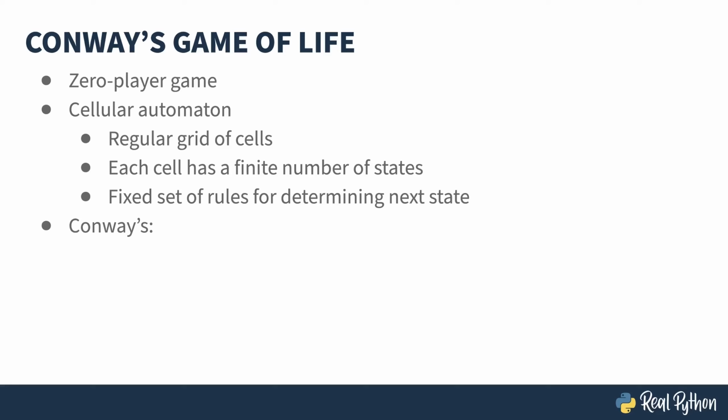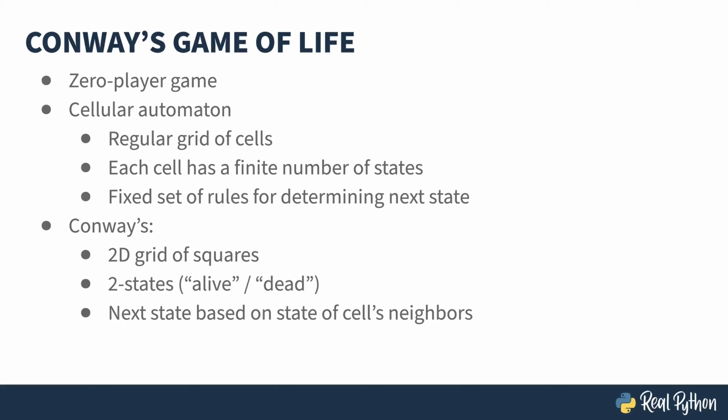Conway's Game of Life is named after John Horton Conway, a British mathematician who in 1970 devised a specific set of rules. His version of the game uses a 2D grid of squares. Some more complex cellular automata use hexes or even go into the third dimension. In Conway's version, each square in his grid has only two states, usually referred to as alive or dead. And there are just a few simple rules for determining the next state, all of which are based on the immediate neighbors in the grid.